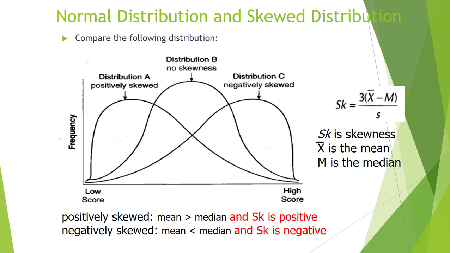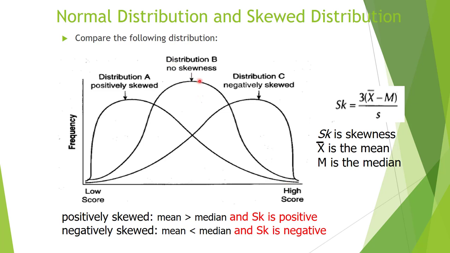Okay, let's take a look. I have 3 distributions: the one in the middle, one on the right-hand side, and one on the left-hand side. The one in the middle is the normal distribution. What is a normal distribution? You still remember one of the characteristics of the normal distribution is that it's symmetrical. So the one in the middle is symmetrical. This one is the normal distribution.